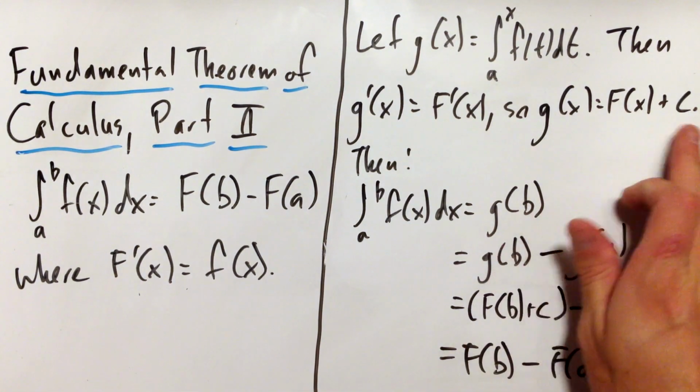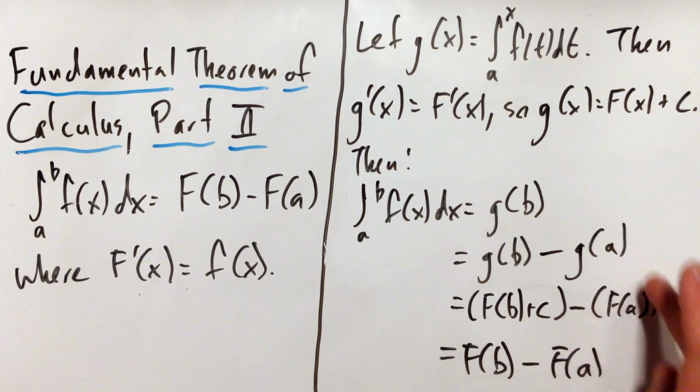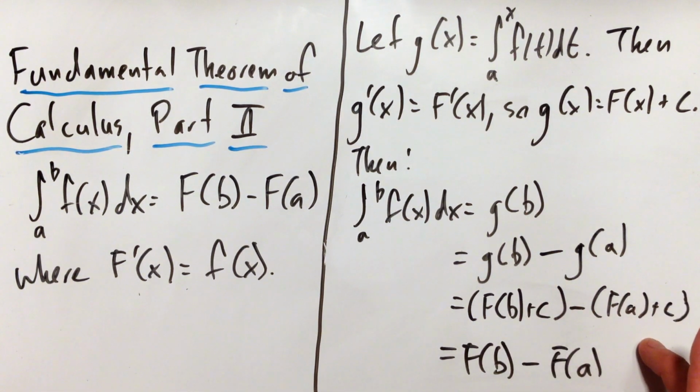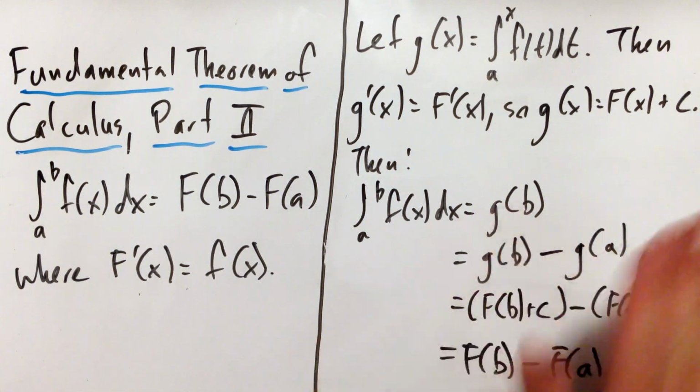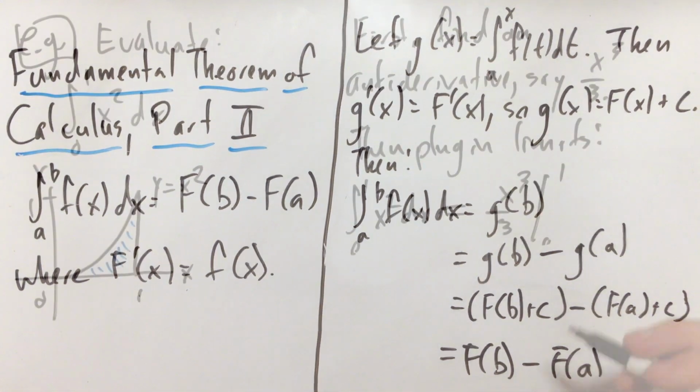Now g of x is big F of x plus c, so g of b is big F of b plus c, g of a is big F of a plus c. If I distribute this negative here, I get negative big F of a, negative c, c minus c is 0. So I'm just left with big F of b minus big F of a. Great. So this is exactly how we're going to be evaluating definite integrals throughout this course.